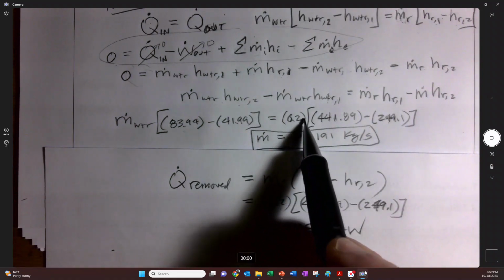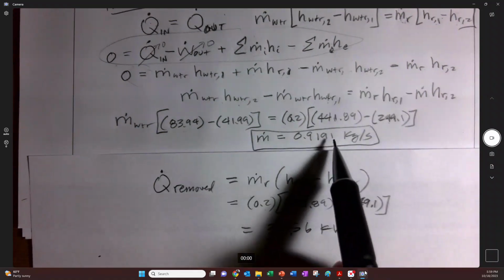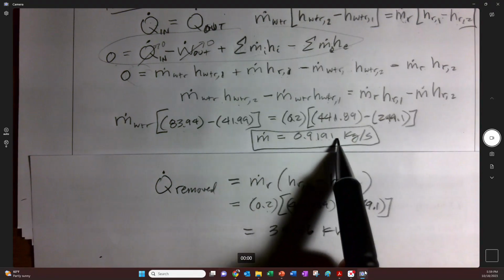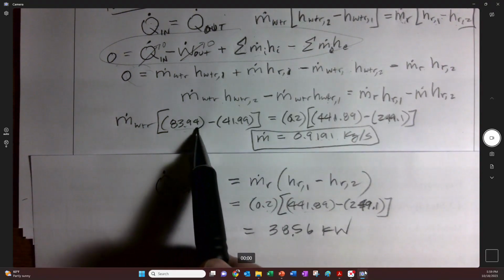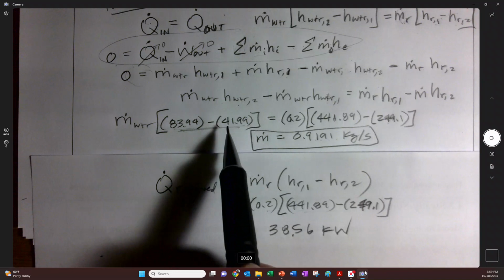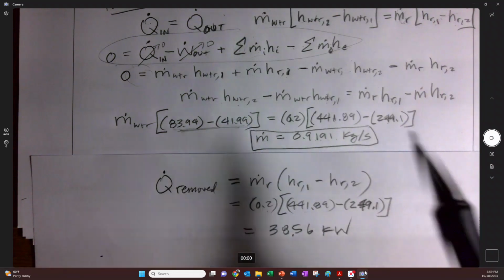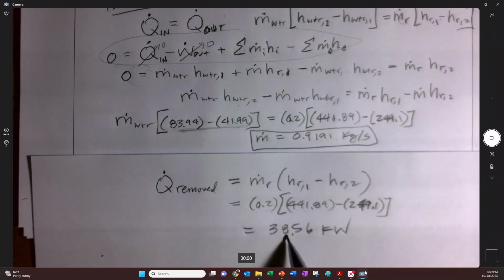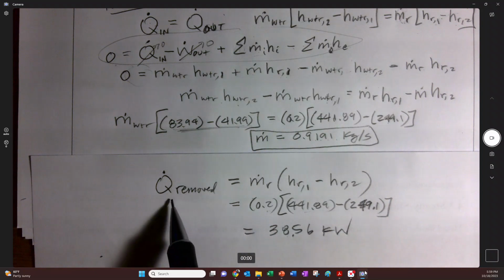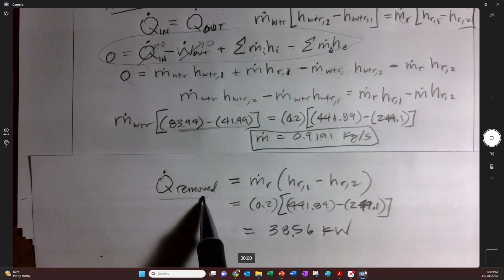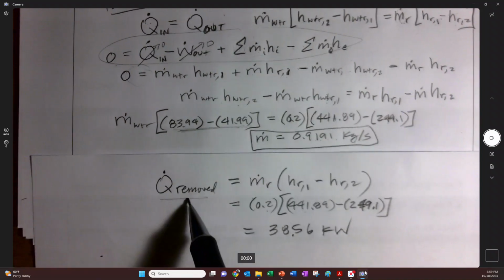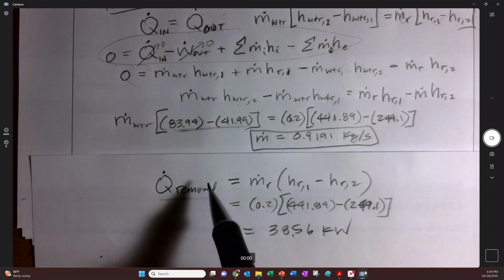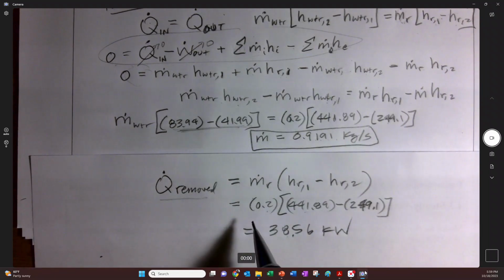And of course, obviously you can set it across this thing. So 0.9191 times this change, which like we found was 42, that also equals 38.56. So this is the heat removed from the refrigerant, and as well, it's going to be equal to the heat that's gained by the water flow.